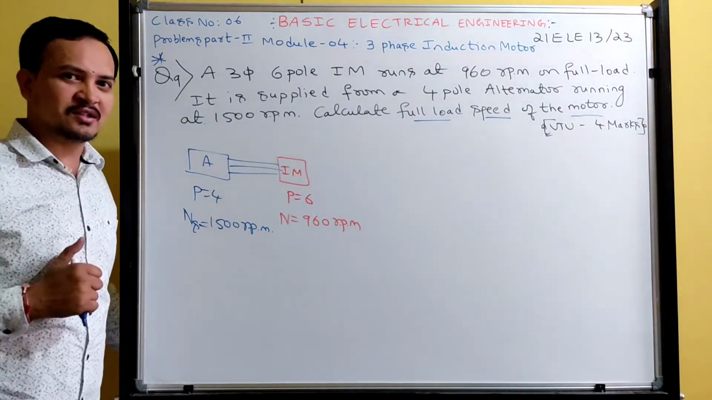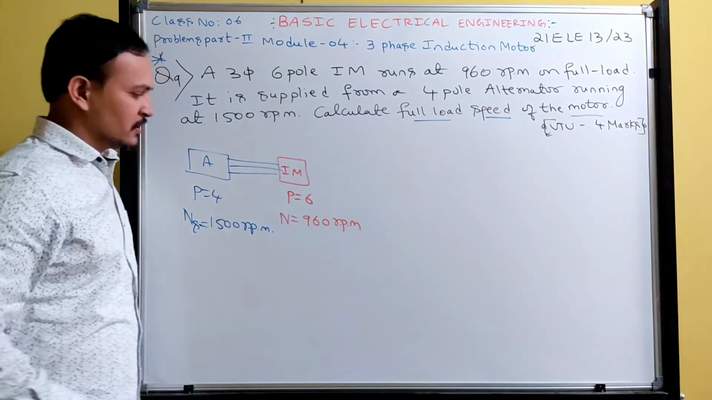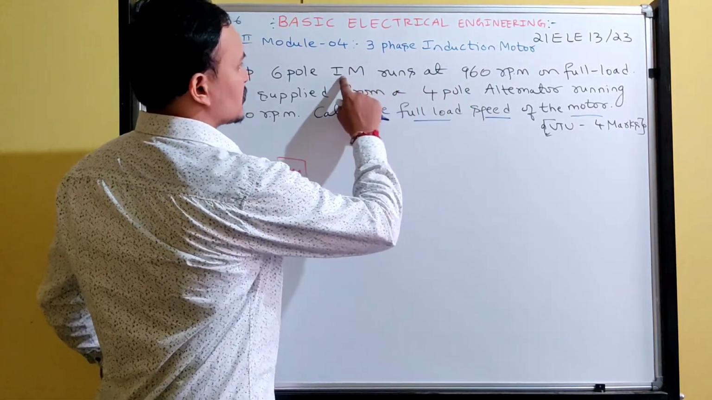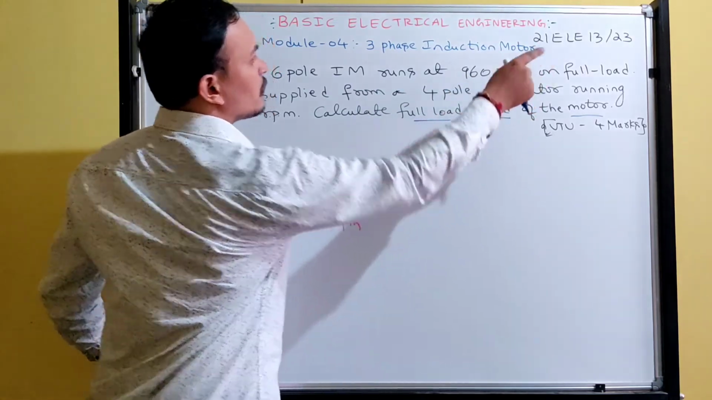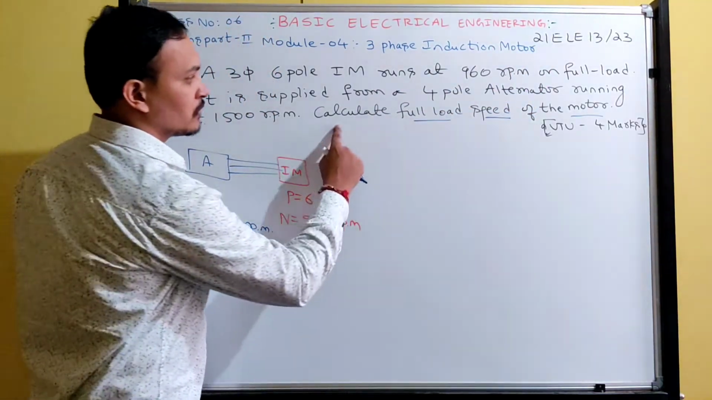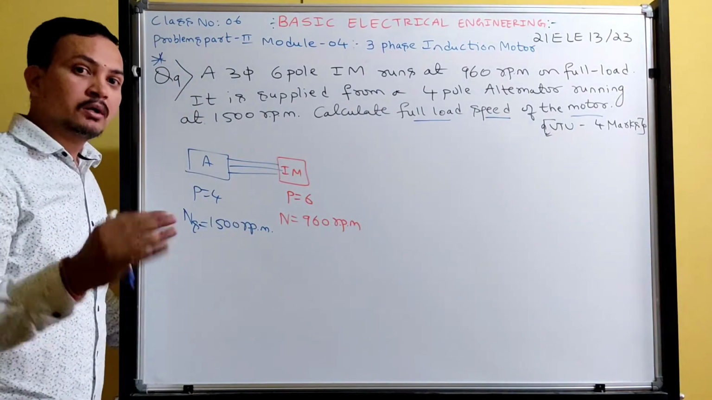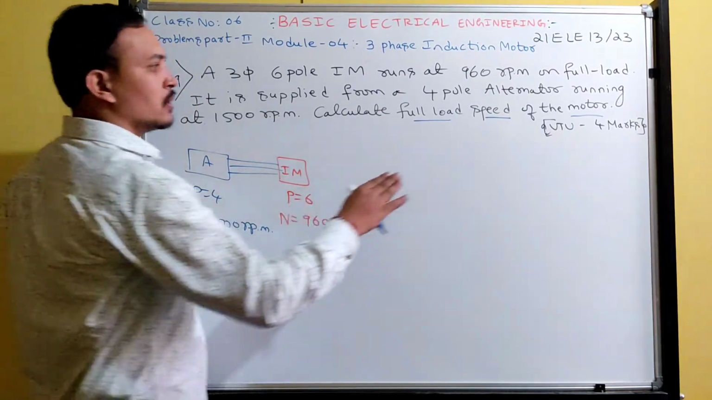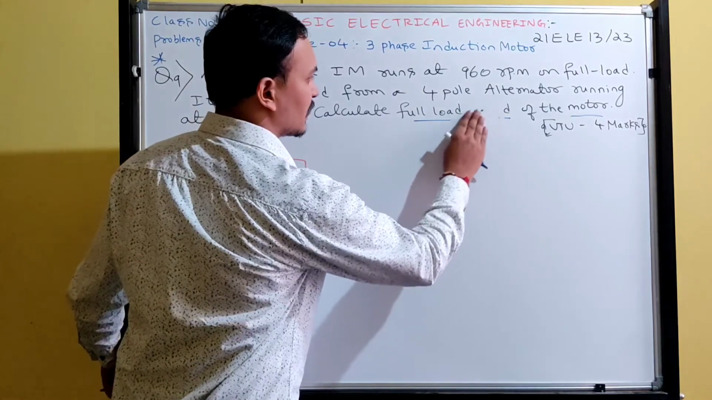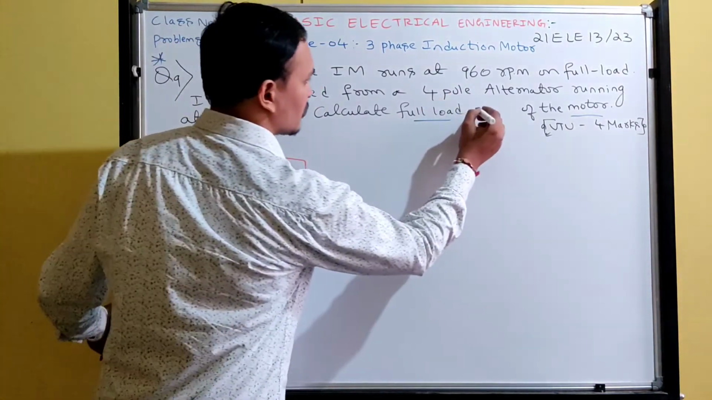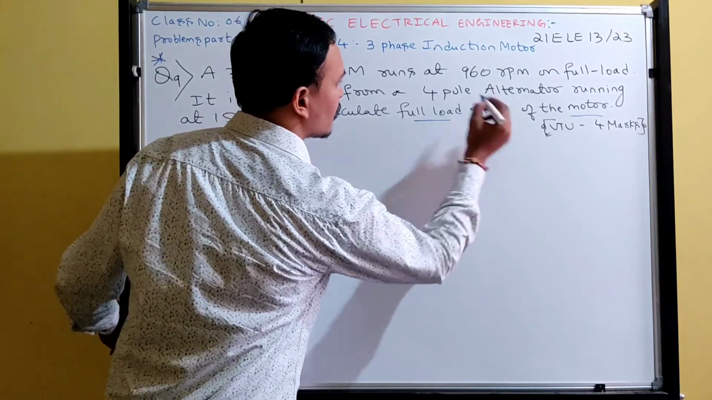See, how can you ask? This is the mistake. How can they ask for full load speed? They have already given it: the induction motor runs at 960 RPM on full load. What should they ask? They should ask for the full load slip. So please correct the question. Instead of speed, they should ask what is the full load slip.